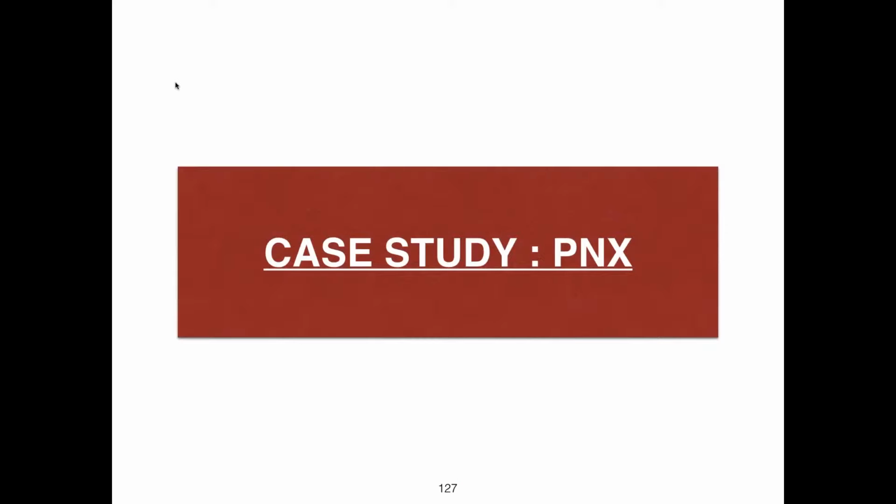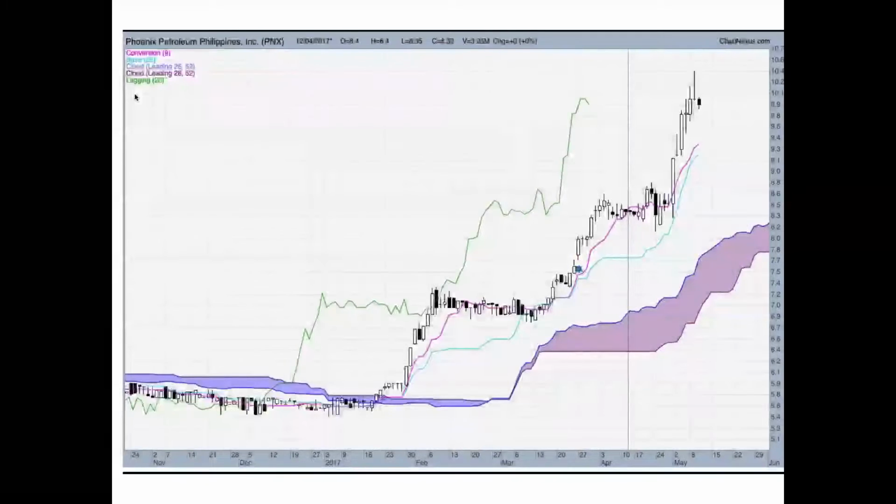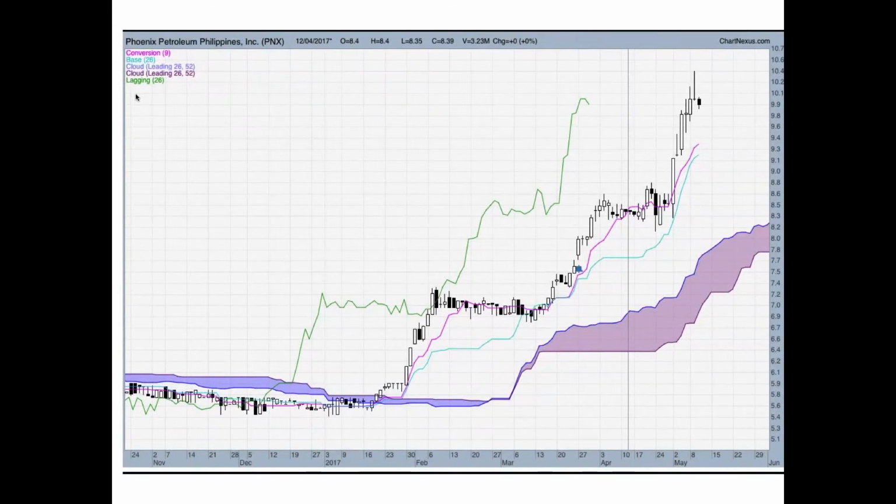Now let's do a case study on Phoenix Petroleum, or PNX. What are the factors that would have told us that PNX would move in this manner? It moved strongly from near the 5 peso area up to the 10 peso area. There were several Ichimoku signals that told us that this would happen. What are these conditions for the successful breakout of PNX?